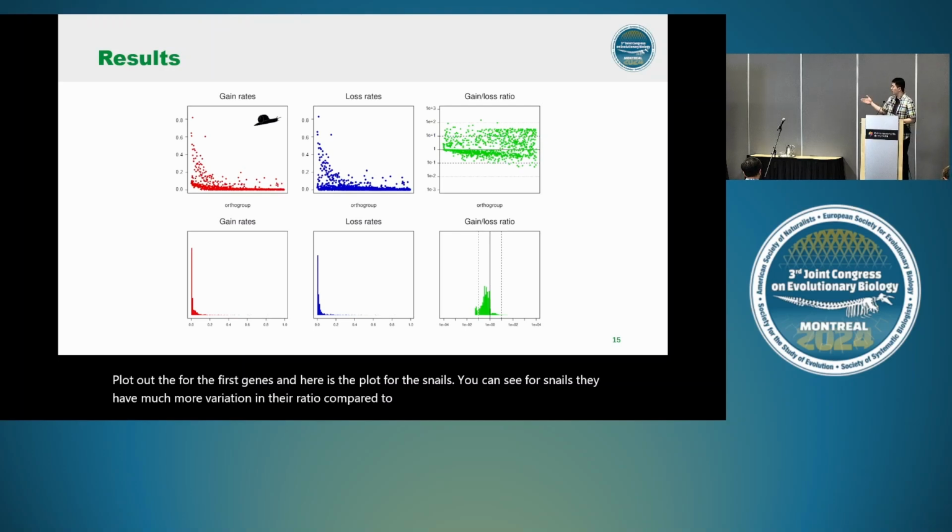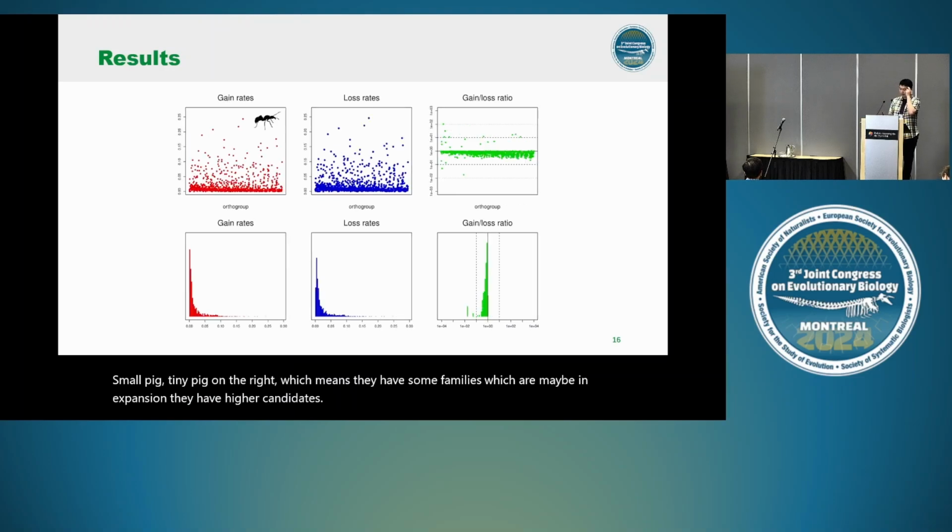But when you plot them in a histogram, you can find that most of them still lie on the left of the line of value 1. And there is a very small, tiny peak on the right, which means they have some families which are maybe in expansion. They have higher gain rates.